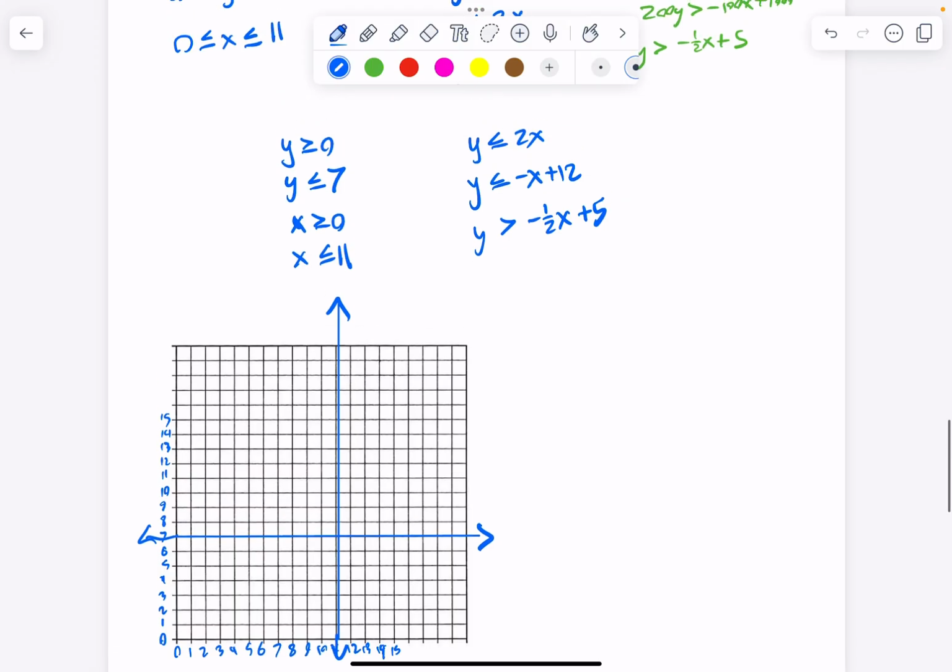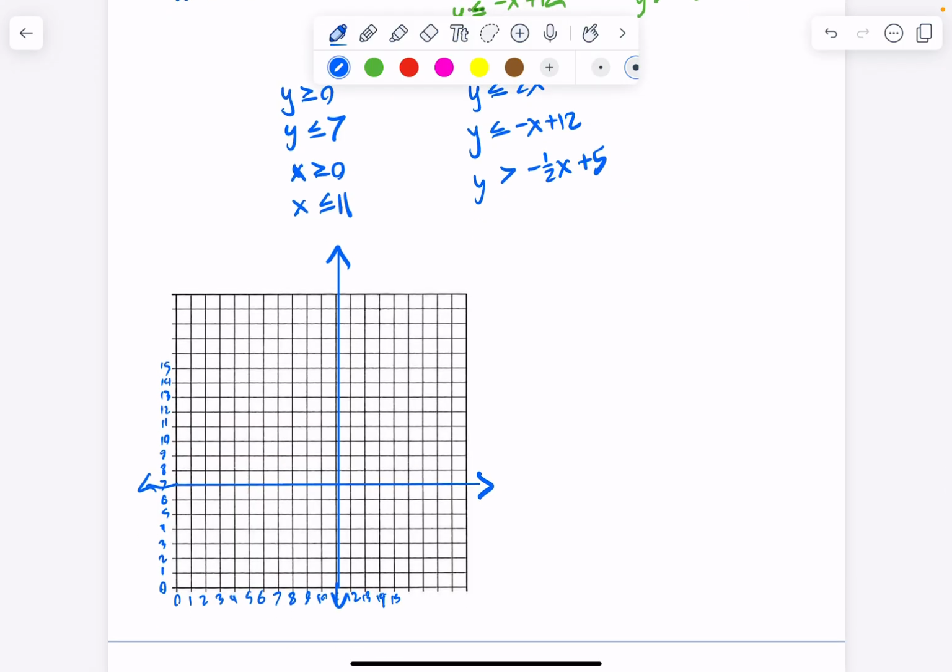And we got y is less than or equal to 2x. So 2x, we're going to go from this point, we'll go up 2 over 1, up 2 over 1, up 2 over 1, up 2, go just over.